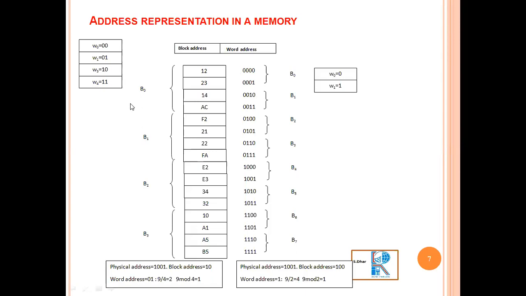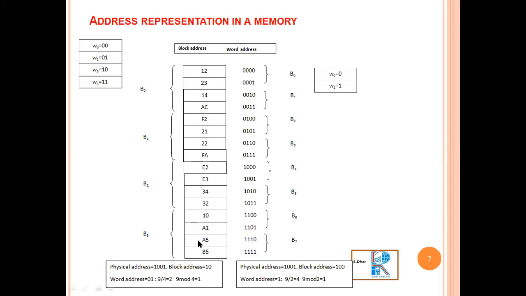Similarly, see the left hand side. The left hand side memory is also divided into blocks, but here there are 4 blocks. Remember, this division is only a logical division. This is not a physical division. Clear? So what is the total number of blocks? 4 blocks, and each block contains 4 words. 1, 2, 3, 4: this is for block 0. Then 1, 2, 3, 4: this is for block 1. Then 1, 2, 3, 4: this is for block 2.